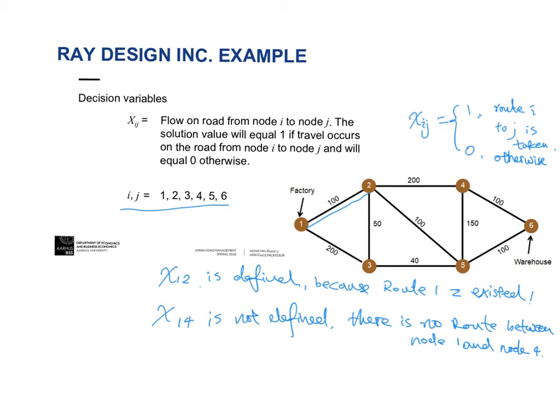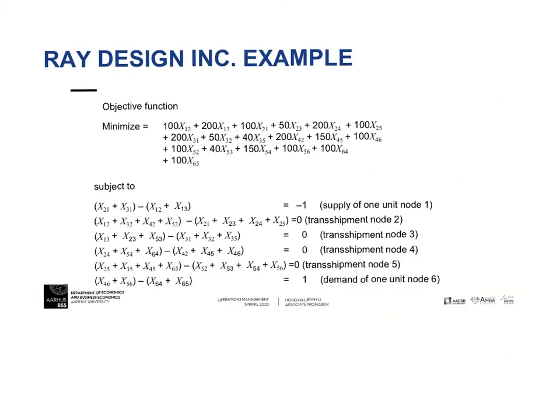Similarly, we only define the variables when the routes exist. So next we define the objective function. Now you can see, given the defined decision variables, so that's approximately 18 decision variables, we minimize the total distance.